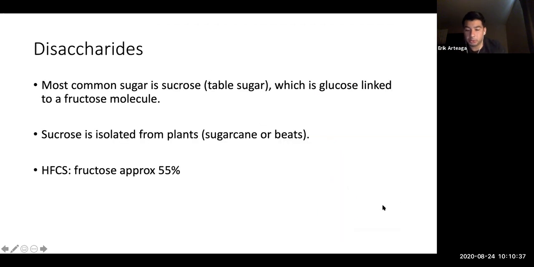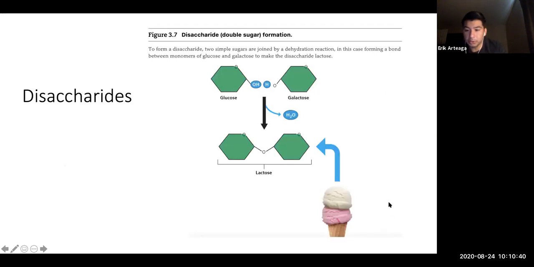All right. So, disaccharides. A disaccharide, or a double sugar formation: to form a disaccharide, two simple sugars are joined by a dehydration reaction. In this case, forming a bond between monomers of glucose and galactose to make the disaccharide lactose.